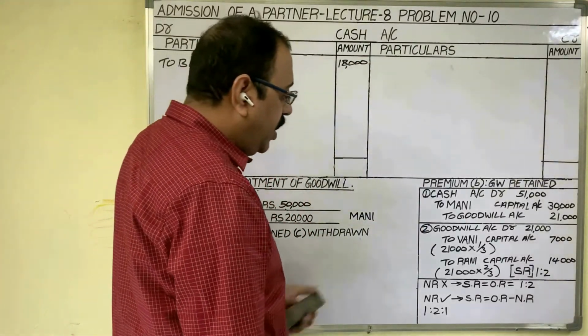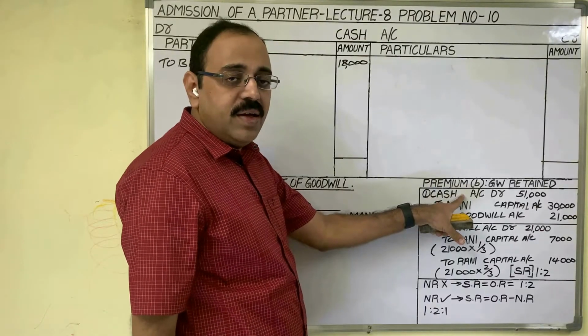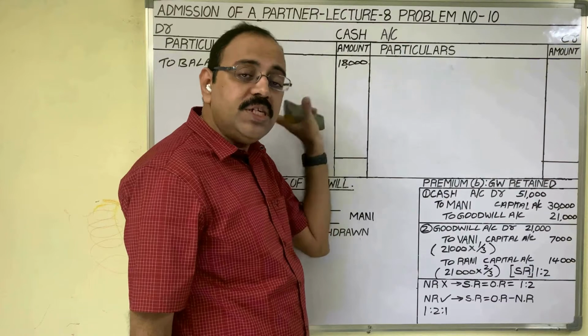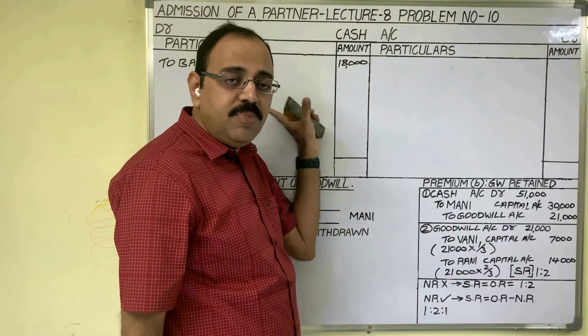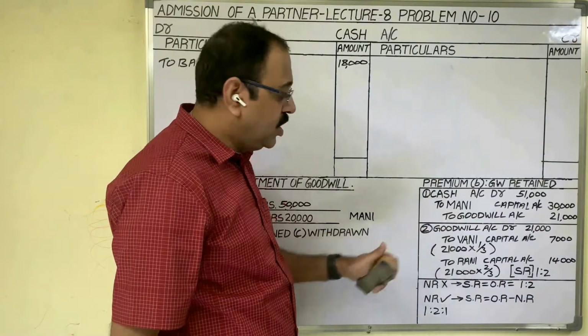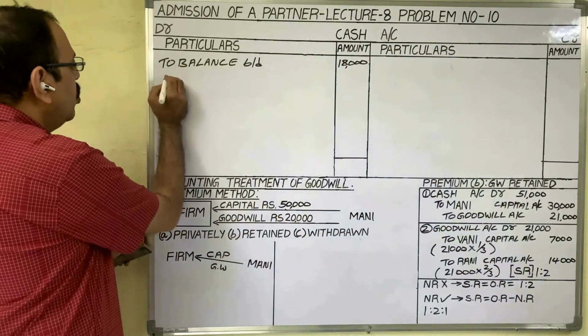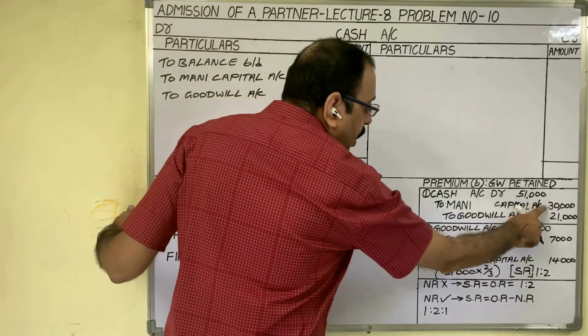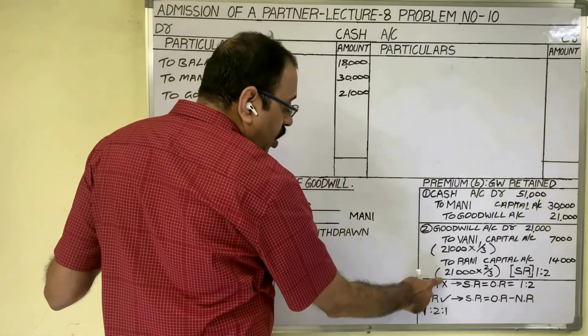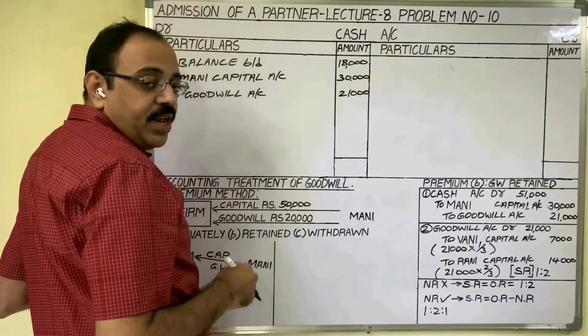In first entry, cash account is debited. As we are preparing cash account, this entry on debit side we have to post. What to write in particulars column? Other side, credit side accounts names. To money capital, to goodwill account. Amounts are 30,000, 21,000 rupees. In second entry, cash word is not there now. No need to post that entry.